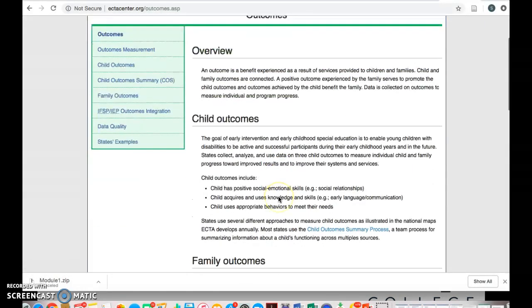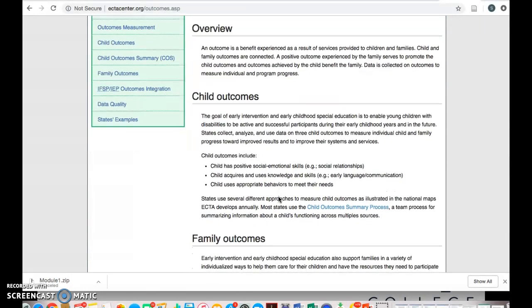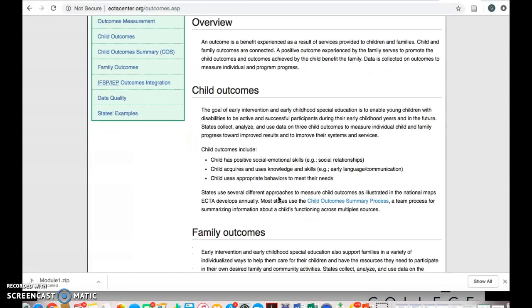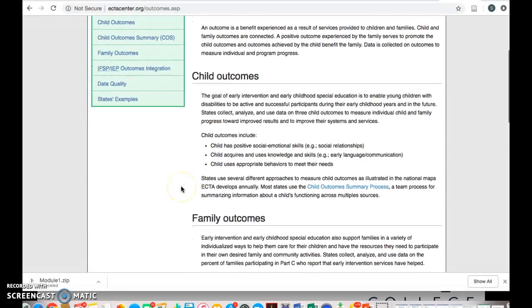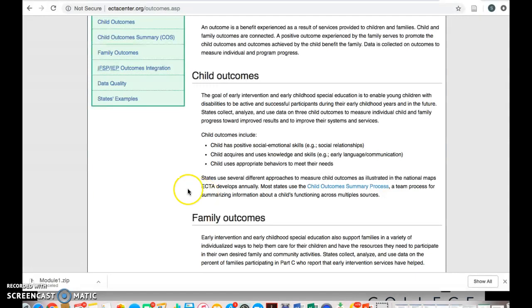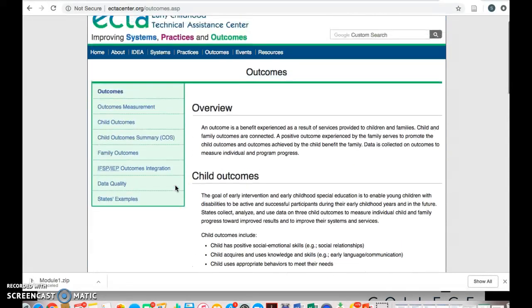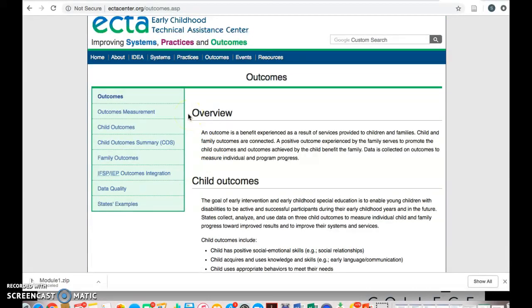ACTA focuses on outcomes, child outcomes, and that's part of the job of the gentleman I was going to have speak to us. He looks at outcomes related to children that we provide services to in Part C and early childhood special ed, preschool, Section 619. But I will have him come back to another class in the future, so don't feel like we missed out, but this is just in place of him right now.